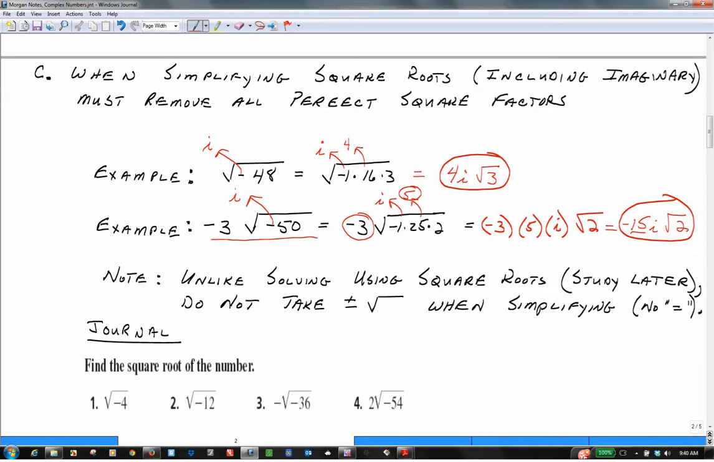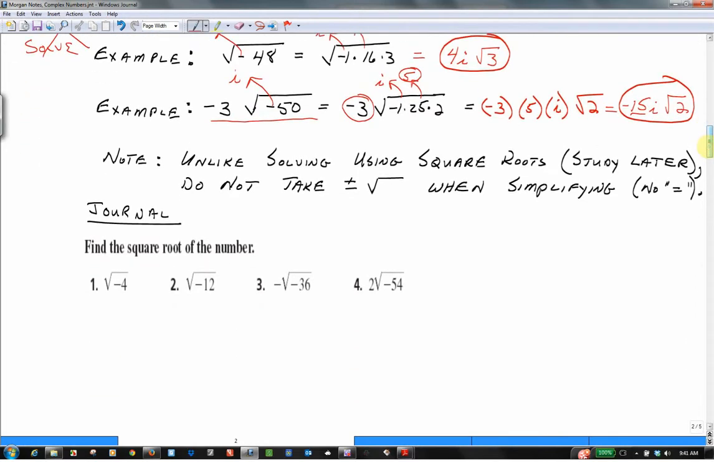Okay, and this is just a note for the future: in a day or two we're going to be solving problems with this. That means there's going to be an equal sign, and you're going to be asking what value of x makes the situation true. When you do that, you're going to be taking a plus or minus square root. These are simplifications, so you don't take a plus or minus. You don't say it's plus or minus 3 times the square root of 2. You have to do that when you solve, not when you simplify. So we're not going to be doing any of that in this simplification portion, all right? So let's go ahead and take a look at a couple of these problems and see how they come out.